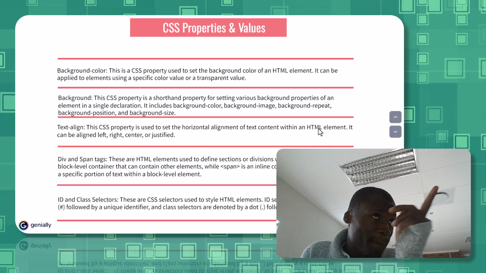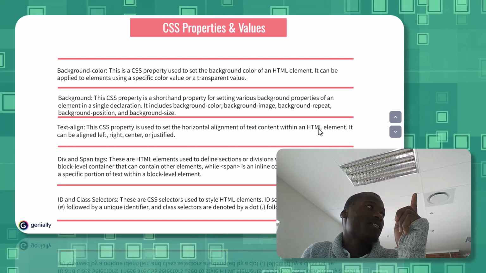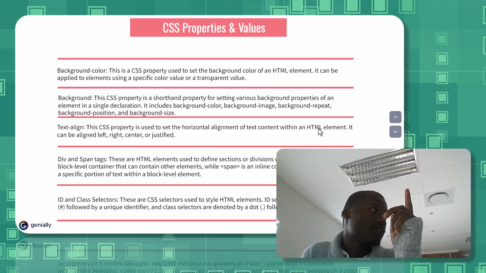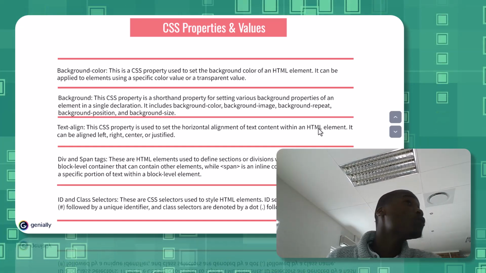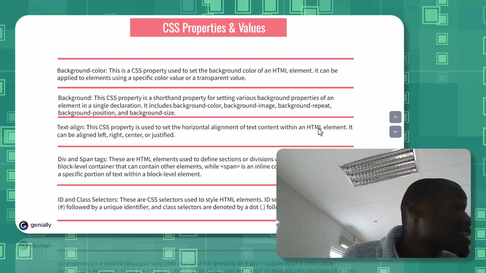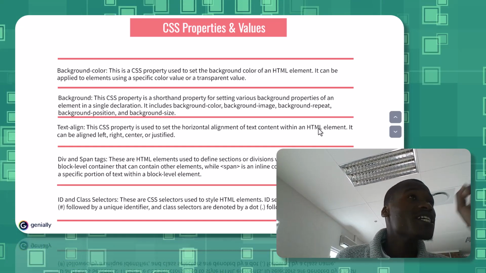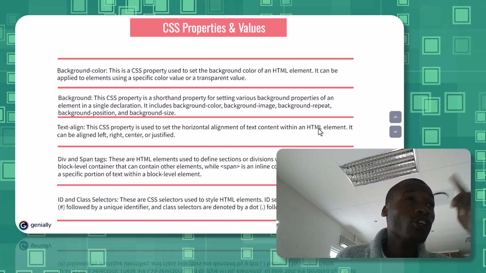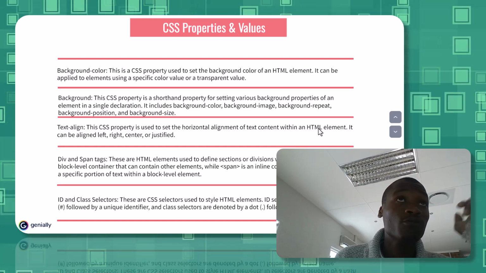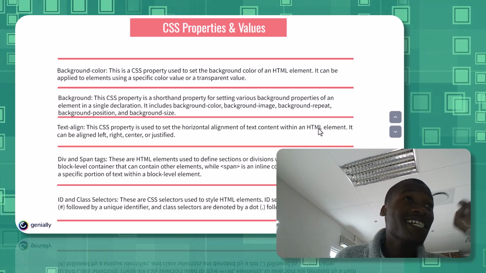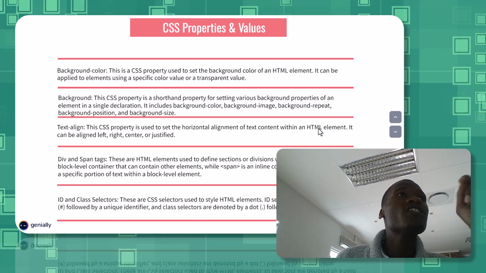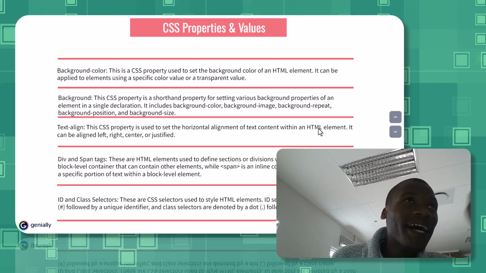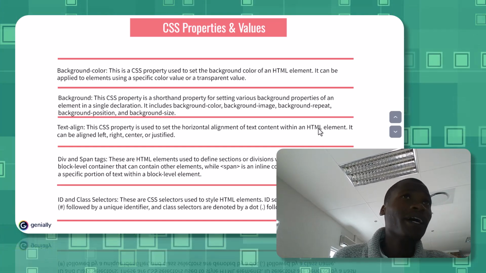So background would be everything that you can change in the background, including the background color, because it's coming from there. The CSS property background is a shorthand property for setting various background properties of an element in a single declaration. It includes background-color, which is the first property we already discussed, background-image, background-repeat, background-position, and background-size.